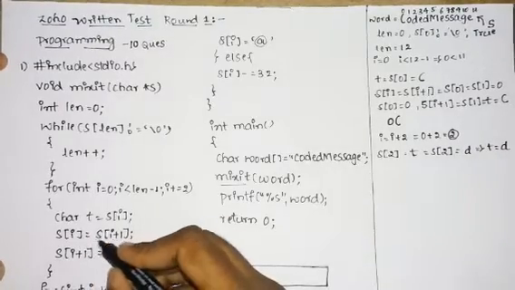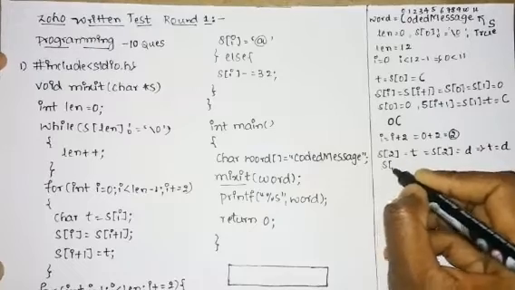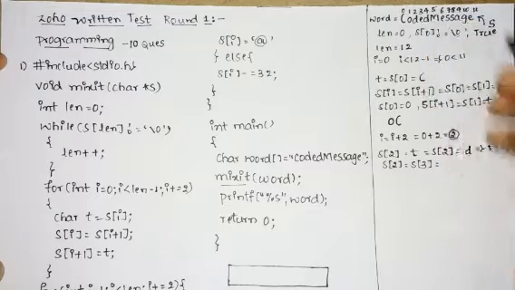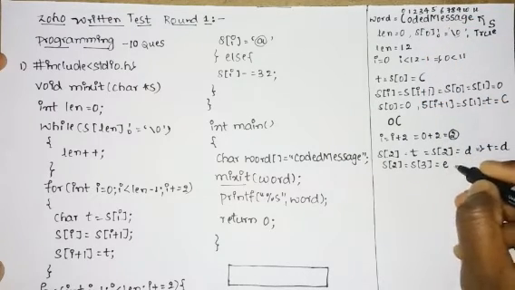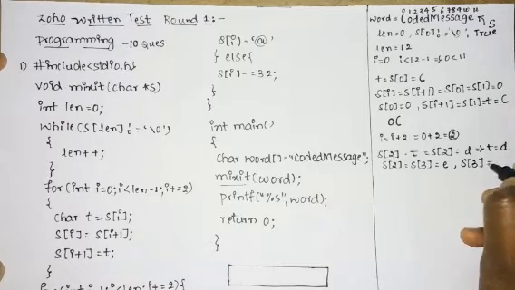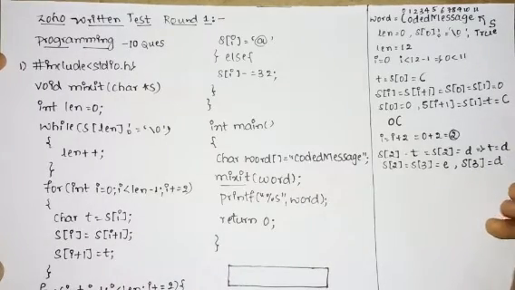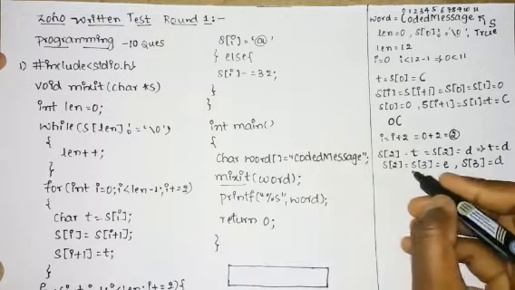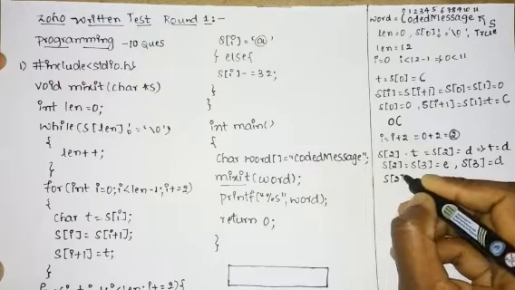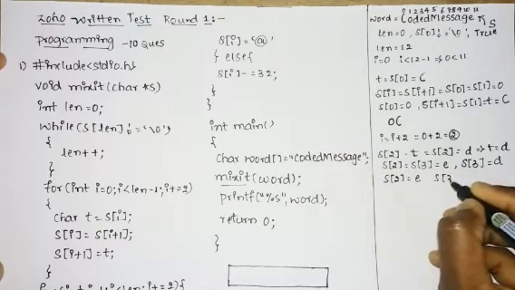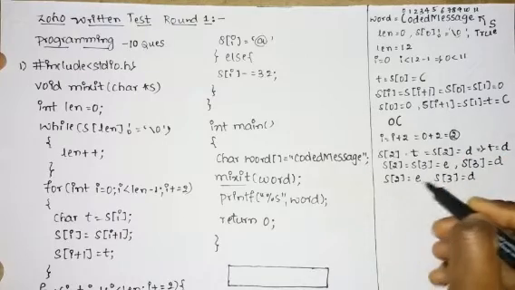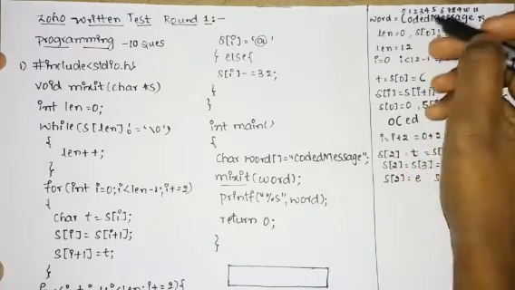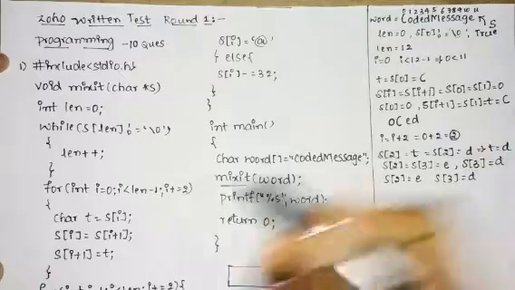So next thing is again s of i equal to s of i plus 1. So s of 2 is assigned with s of 3, and s of 3 is nothing but e. So s of 2 becomes e, and similarly s of 3 becomes t, so t is nothing but d. So at the second position you are going to assign e, and at the third position you are going to assign d. So there is a change in position, that is e and d are reversed, de becomes ed.